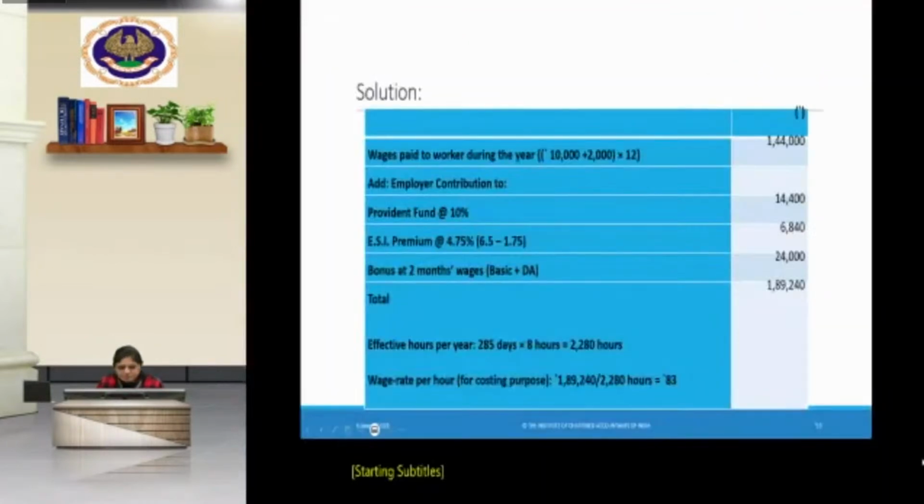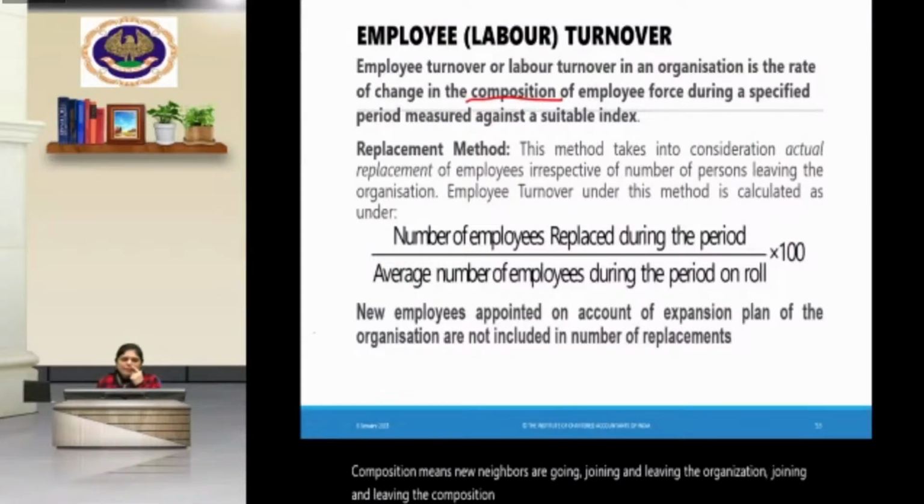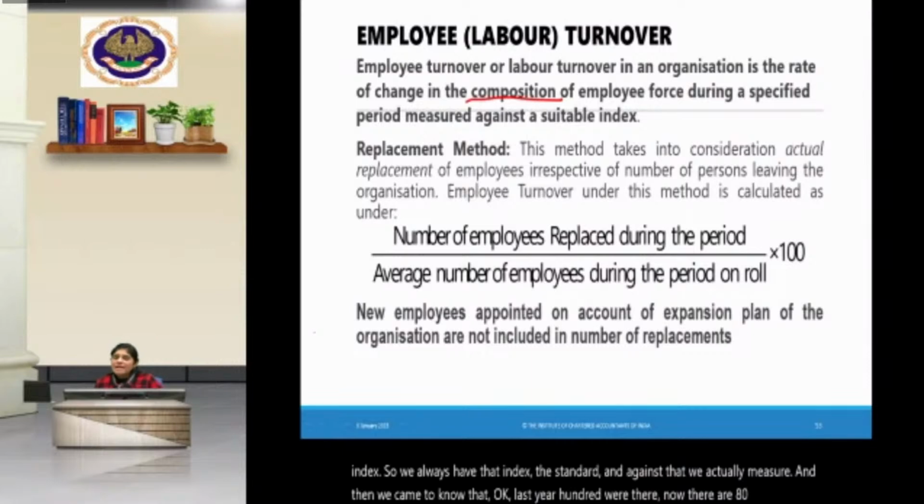Composition means new laborers are joining and leaving the organization, so the composition changes, during a specified period, measured against a suitable index. So we always have that index, the standard, and against that we actually measure. And then we come to know that, okay, last year 100 were there, now there are 80 employees. That means as compared to last year, the number of employees has decreased. So we always compare with a suitable index.